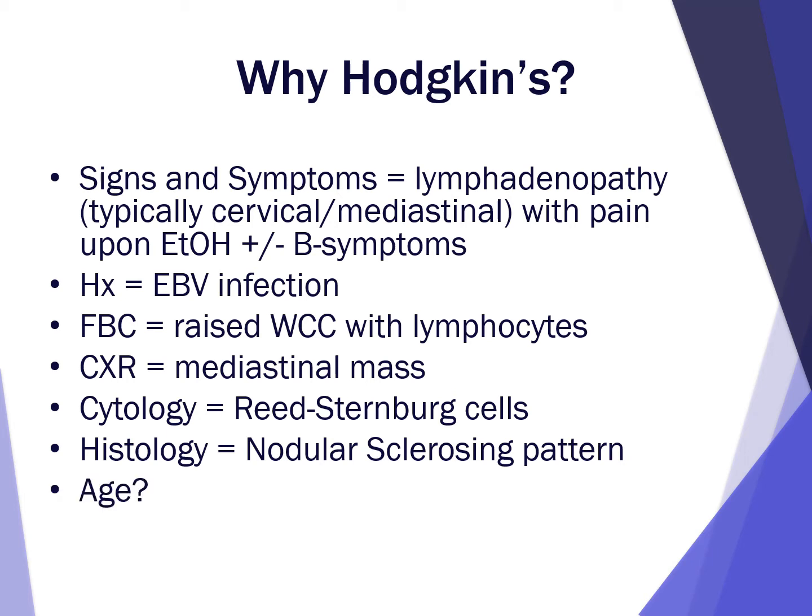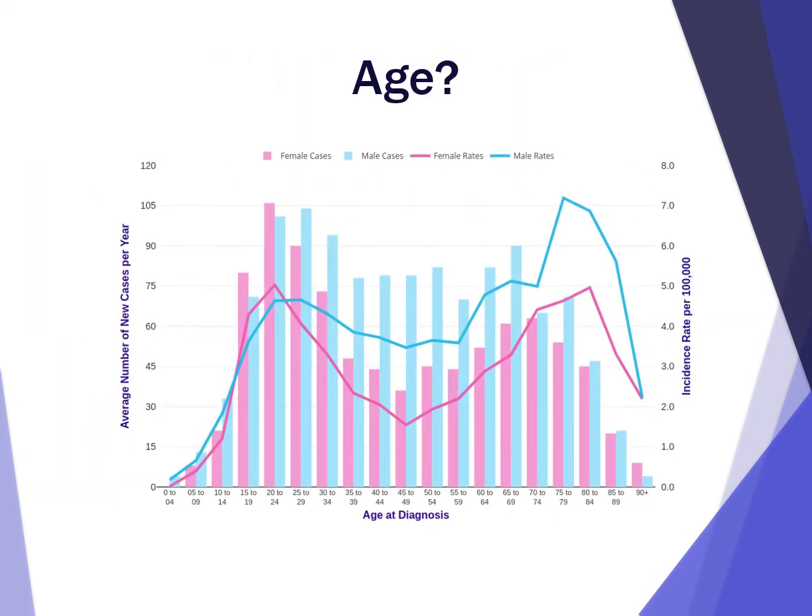If we then consider their age on the next slide. As you can see from this graph, Hodgkin's lymphoma has a bimodal distribution with a first peak in adolescence and early adulthood and a second peak above the age of 70. Now this graph was taken from Cancer Research UK and thus is fairly typical of a developed Western country.